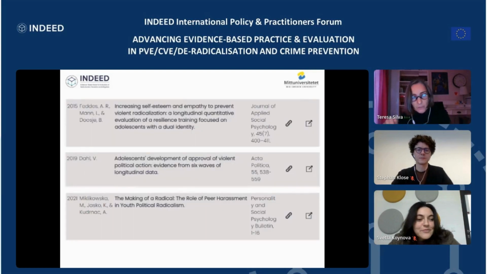So anyway, getting back to the Campbell repository and looking at that initial search that I put for you on the cluster of risk factors and adolescents, here you have some of the outcomes of that search. So what happens when I click on one of these studies is that I bring to you here the example of this last one, that is, The Making of a Radical: the role of peer harassment in youth political radicalism.